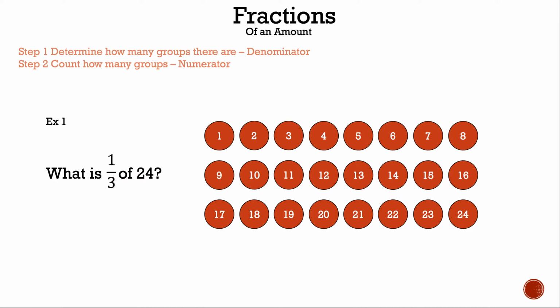Now let's take a look at the steps in order on how to do this. Step 1, determine how many groups there are, the denominator. Step 2, count how many groups, the numerator. So let's take a look at the first question. What is 1/3 of 24?